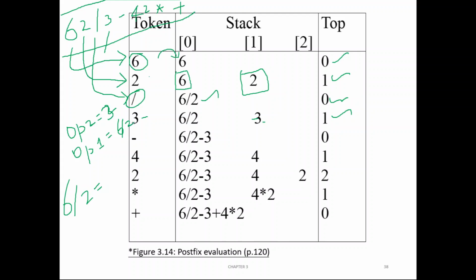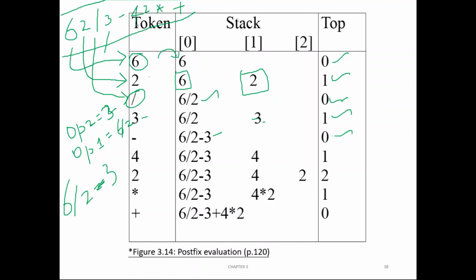Now perform the operator's operation on operand 1 and operand 2. So it will perform 6 by 2 minus 3, which is nothing but 0. Whatever the result, you push into the stack. Having popped the previous 2 entries and performed this operation, you have pushed the result. So once again the stack top is pointing to the 0th position, right?